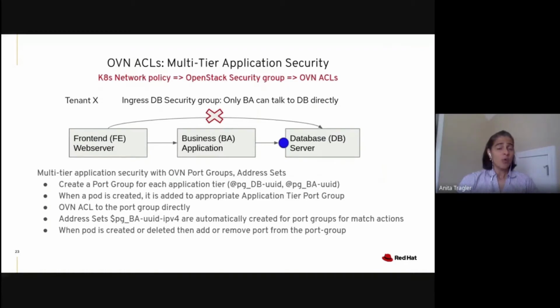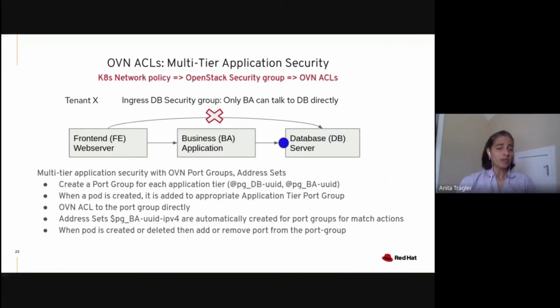Let's look at OVN ACL improvements for multi-tier security. In this use case, you have a front-end web server that goes through a business application logic and then finally accesses the backend database server. We want to add an Ingress security group for the database server to only allow the business application to talk to the database server. The front end or any other application is not allowed to directly talk to the database server. In this use case, you can use new features added to OVN called remote port groups and address sets.